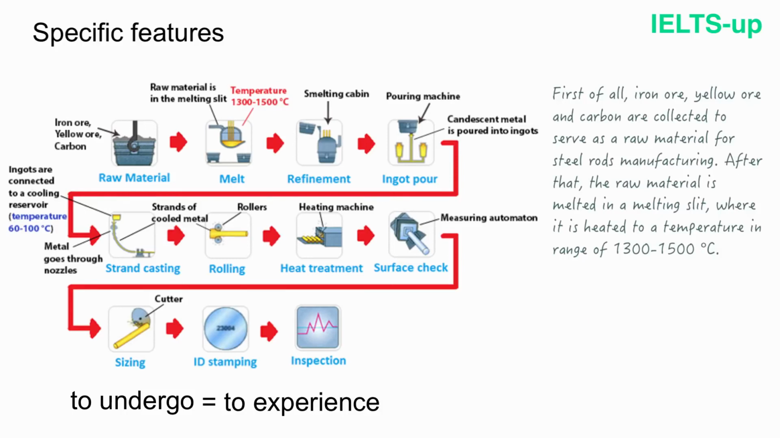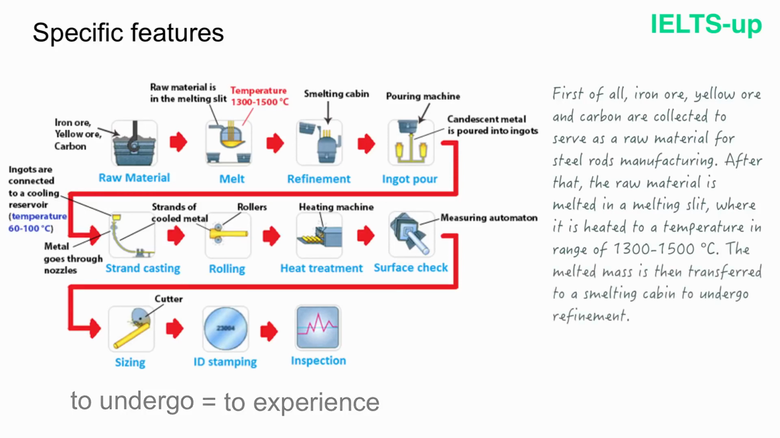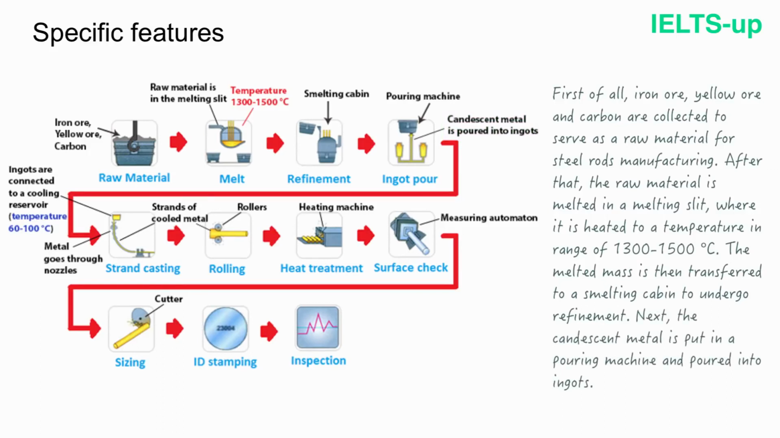Here's how I described this stage. The melted mass is then transferred to a smelting cabin to undergo refinement. Then comes the fourth stage. It's called ingot pour. The picture shows a pouring machine that pours some material into containers, and a short explanation says, "Condensed metal is poured into ingots." Using this information, I wrote such a sentence. Next, the condensed metal is put in a pouring machine and poured into ingots.